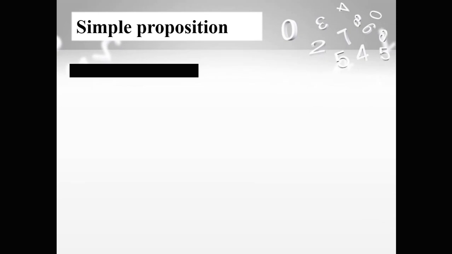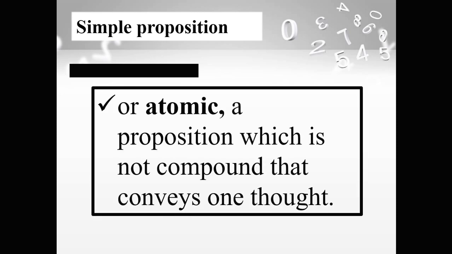Under the proposition, we have two types. We have simple and compound proposition. When we say simple proposition or atomic, it is a proposition which is not compound, that conveys one thought. So, ibig sabihin, yung given statement mo is isa lang yung thought na sinasabi. For example, Miss Lorraine loves color pink. That conveys one thought, so that is a simple proposition. Miss Lorraine wants to eat hamburger. That is a simple proposition since that conveys one thought.